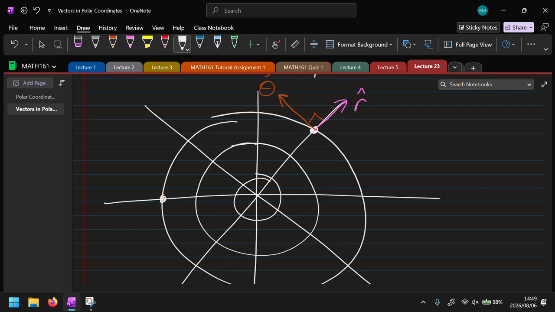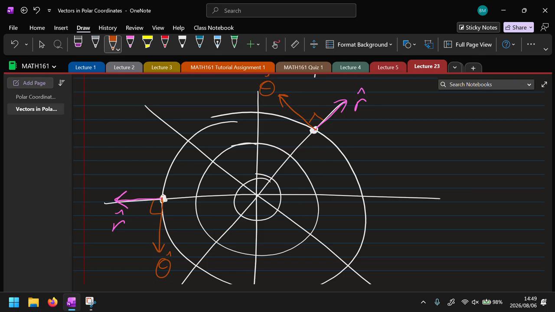Let's pick this point over here. Now r hat needs to go in the radial direction. So it's going to go left. And theta hat needs to point in the angular direction. That's going to point down, because that's the direction where theta increases. And we see they're still perpendicular to each other.